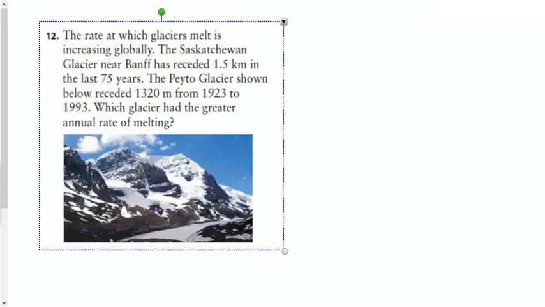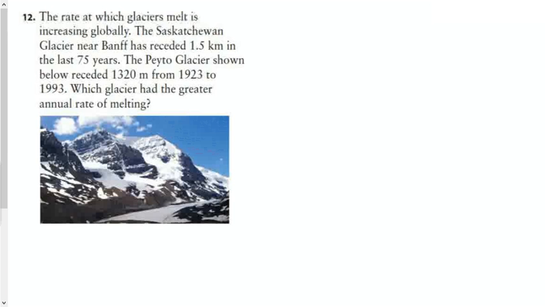Now, this question is quite something. The rate at which glaciers melt is increasing globally. That is true, and this textbook is 20 years old. The Saskatchewan Glacier near Banff has receded 1.5 kilometers in 75 years, and the Peyto Glacier, shown below, receded 1,320 meters in those distances of time. So, what has the greater annual rate of melting?